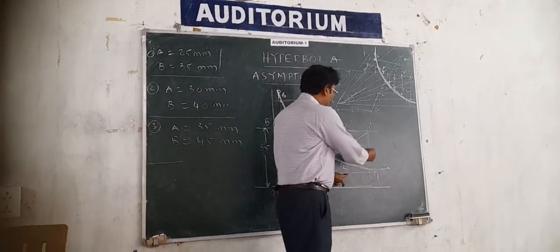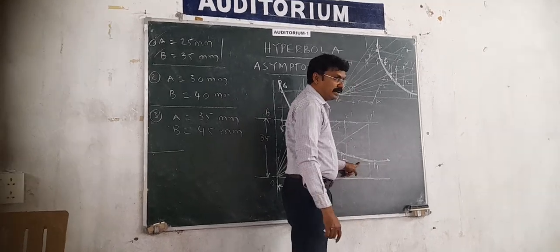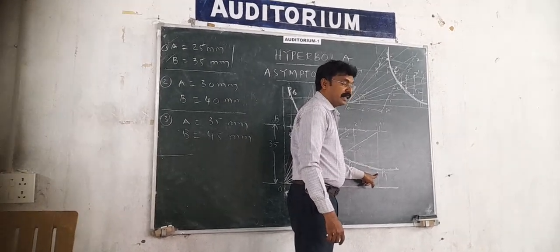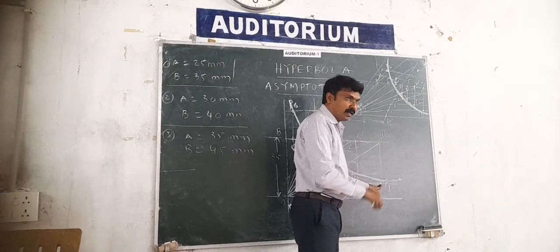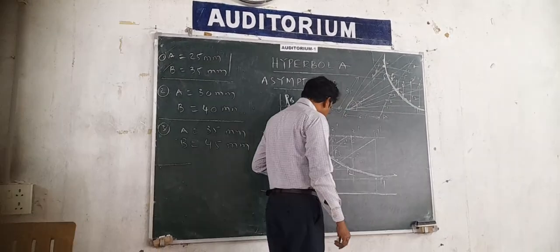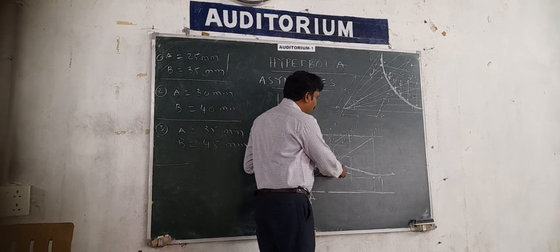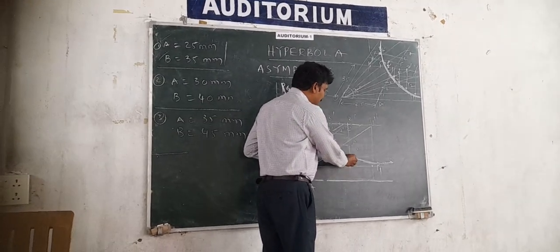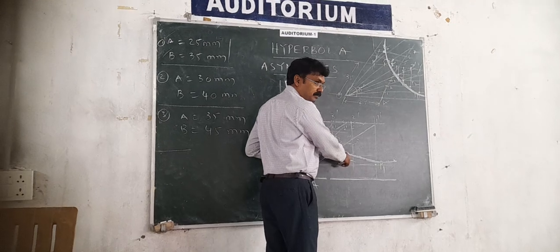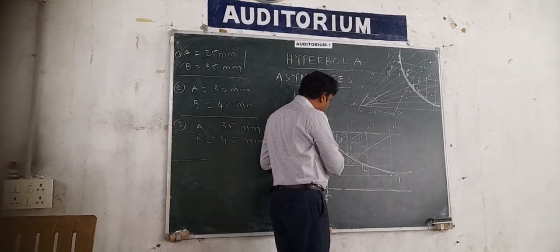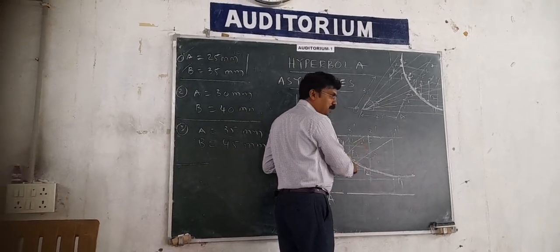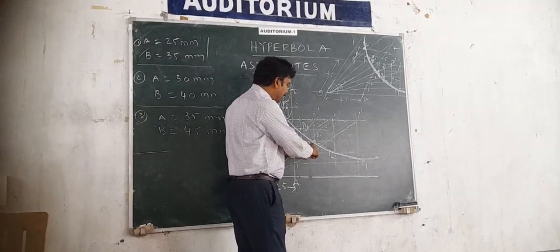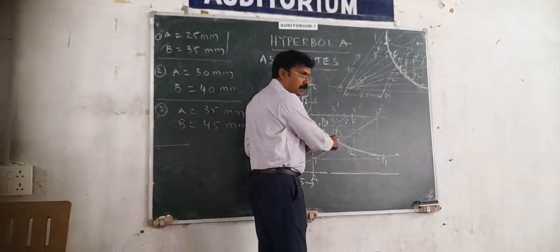From the point 1, draw a perpendicular line, and from the 1 dash also draw the perpendicular line. These two perpendicular lines intersect at P1, and from the points 2 and 2 dash, draw the perpendicular lines, which intersect at P2. Draw the 3 and 3 dash perpendicular lines. You will get the intersecting point P3.